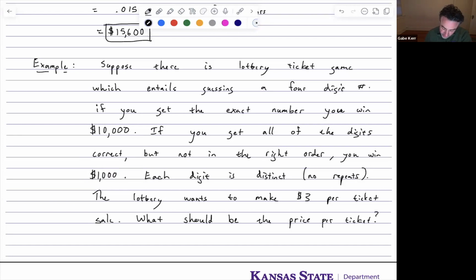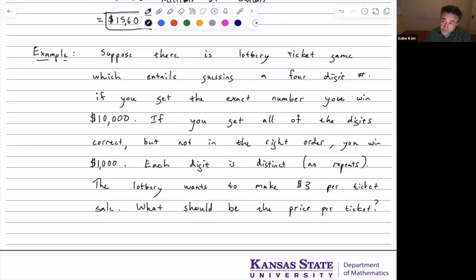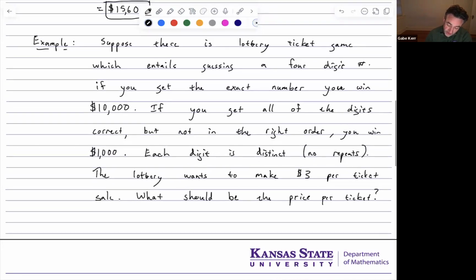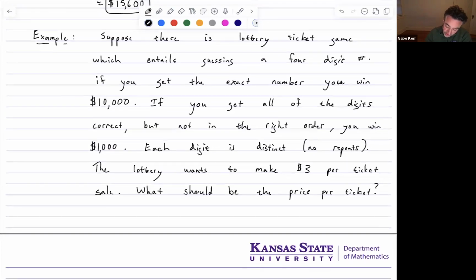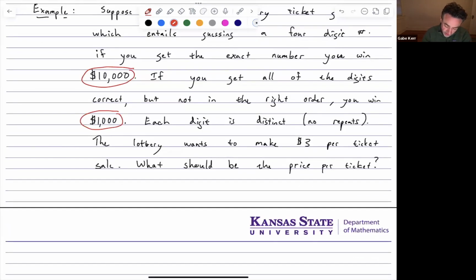So what we have to do here is calculate the expected payoff. That's the goal of this. We have two different outcomes here. One is that the winner receives $10,000. The other is that the winner receives $1,000. And then there's a large probability of the person who bought the ticket receiving nothing at all. So we're going to calculate the expected payoff. We need to calculate the probability of these two outcomes.